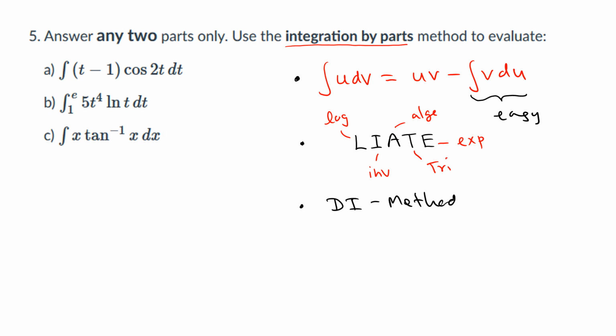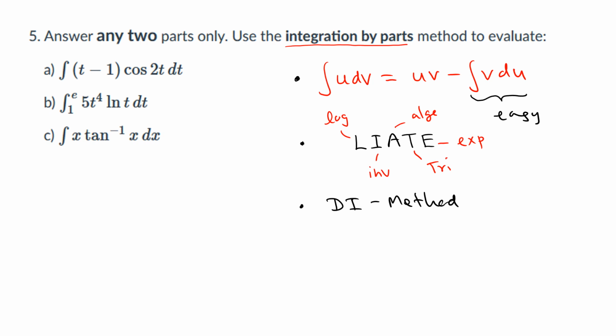If you forget what the DI method is, there's a link in the description and you can go over that. I have solved about 5 problems using the DI method. That's very useful if you have a large polynomial, because if you try to use the regular technique, it's going to take a long time. So in that case, we normally use the DI method. You can find the link in the description. So those are the 3 things that you want to remember.